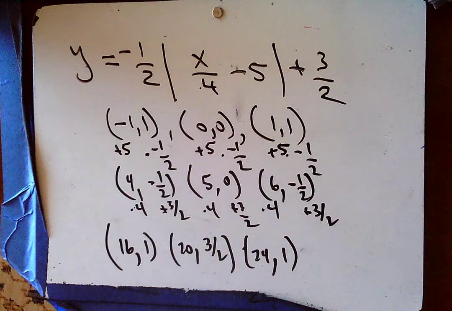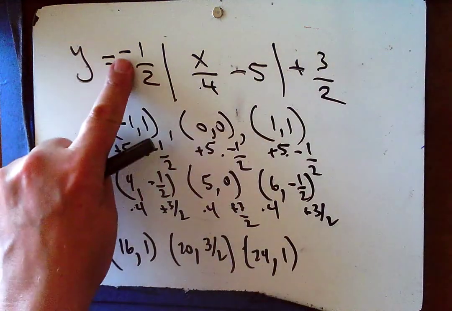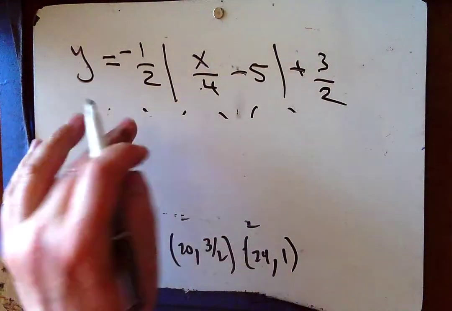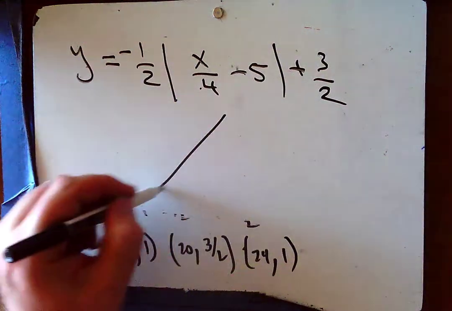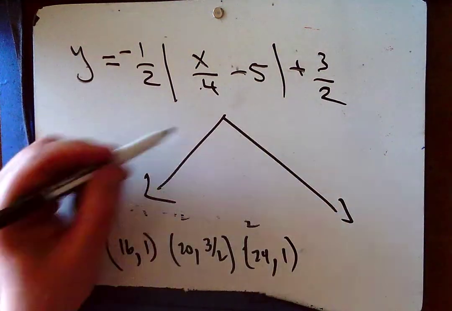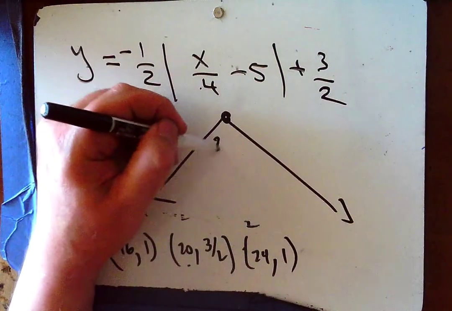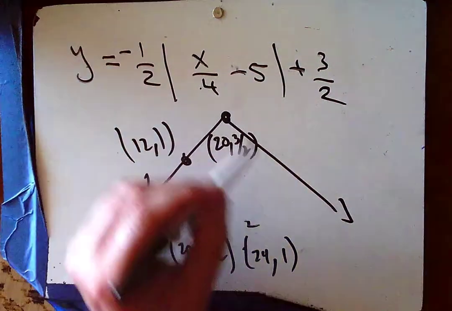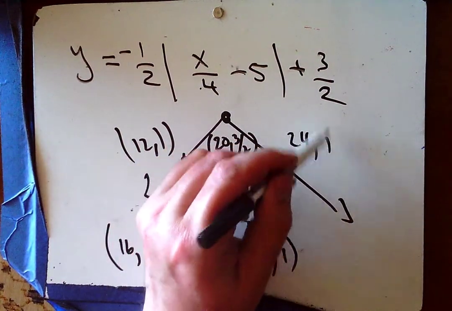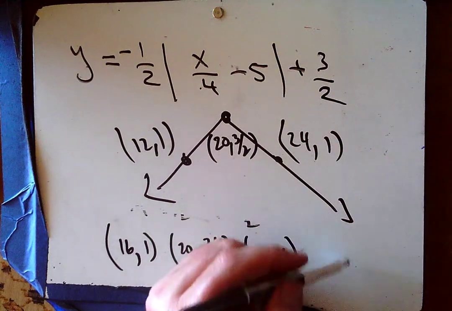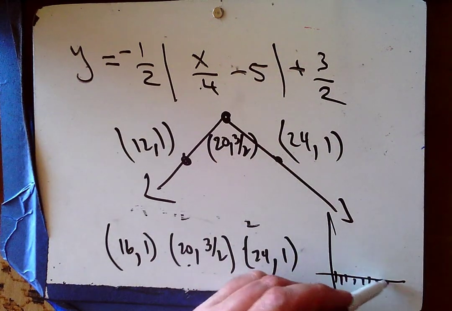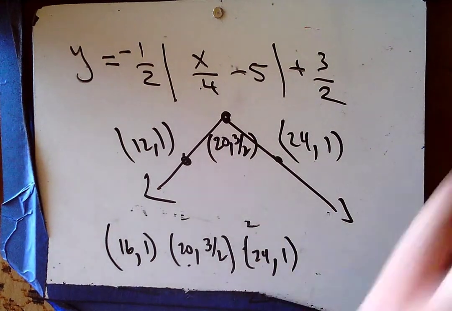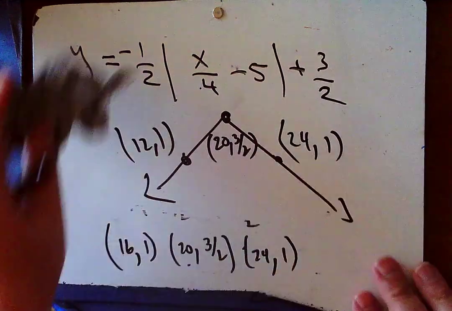Okay, so let's make a graph. Now, I know this is a flipped upside down absolute value. So I'm going to just draw a flipped upside down absolute value. I know this is my middle point, (20, 3/2). This point over here is (12, 1). And this point over here is (24, 1). Okay? Please don't do this. Oh my God. Because you've got to get to 24. Don't do that. Okay. Thinking. That's what we want.